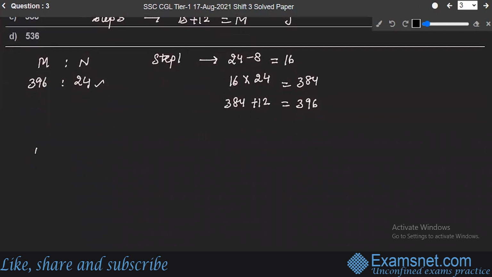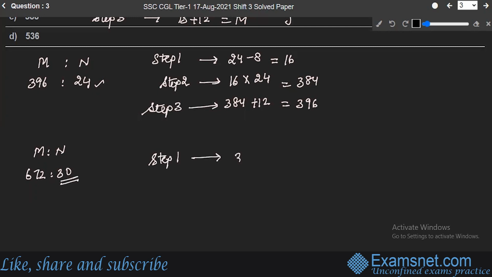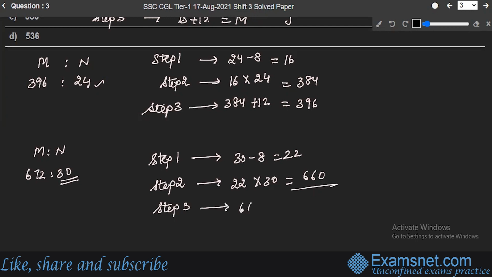672 and 30. So here M is 672 and N in this case is 30. So this was your step 1, this was step 2 and this was step 3. Now, step 1, you have to subtract 8 from 30 to get 22. Step 2, you have to multiply 22 with this N, 30, and you will get 660. Then step 3, you have to add 12 to it. So 660 plus 12 will give you 672. Hope you are clear, right? Now see, this is your M and even this was your M. So that means our logic is absolutely correct.